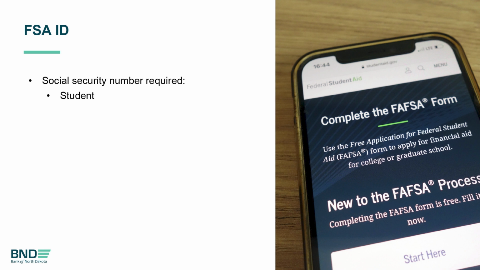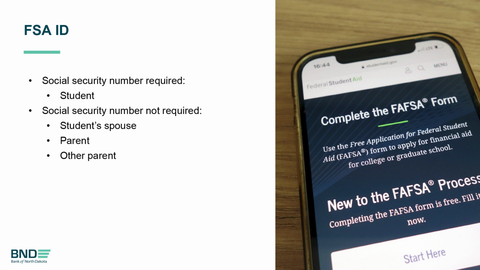Independent students do not need to include parent information. If the student is married, then their spouse may also need to create an FSA ID to share their tax information on the student's FAFSA. This role is not required to have a Social Security number. The parent and other parent roles for dependent students will also need an FSA ID to complete their section of the FAFSA. These roles are not required to have a Social Security number.